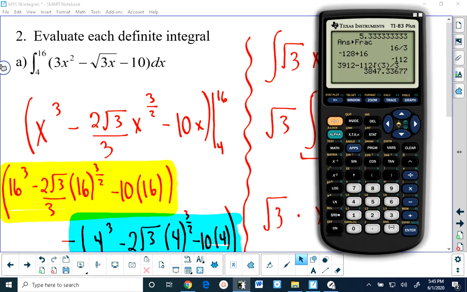This calculator is still gold in terms of its ability to check the value that you get. And even if some of this function was below the x-axis and some was above, the answer you get should match when you try this on your calculator.